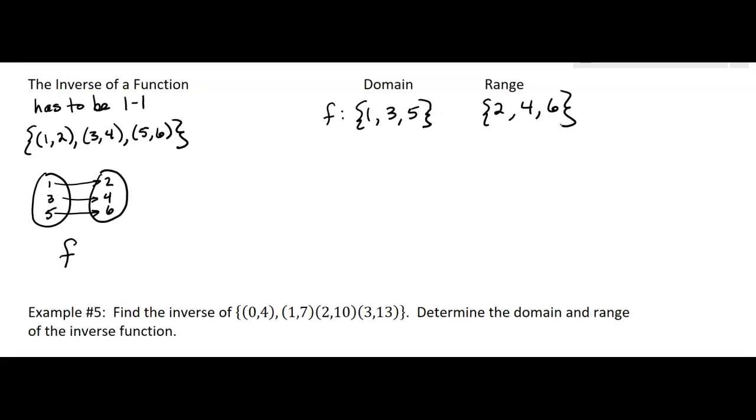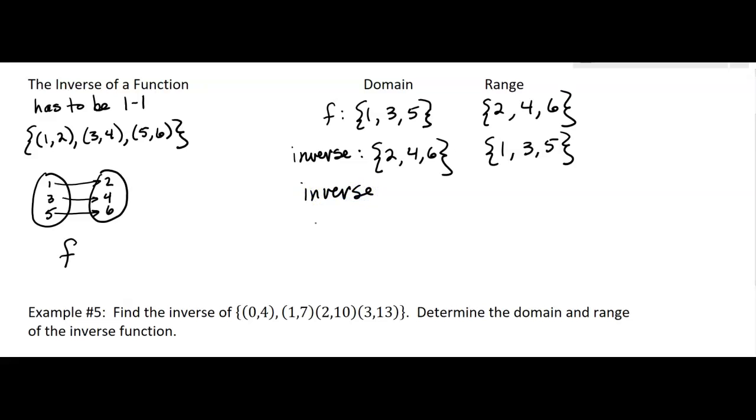The inverse is where you switch the x's and the y's. Okay, the x's become the y's and the y's become the x's. You're switching the domain and the range. Okay, so in the world of the inverse, then my domain is going to be 2, 4, and 6, and my range is going to be the 1, 3, and 5.